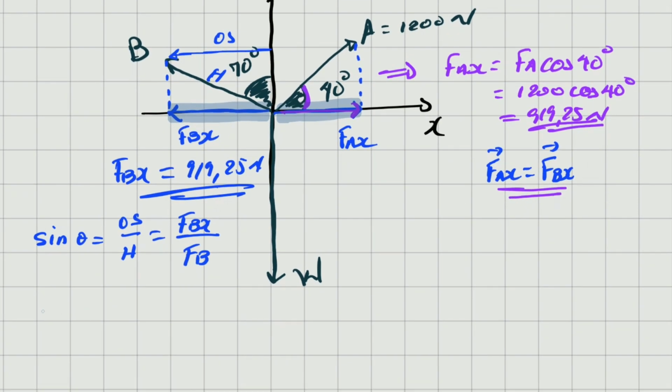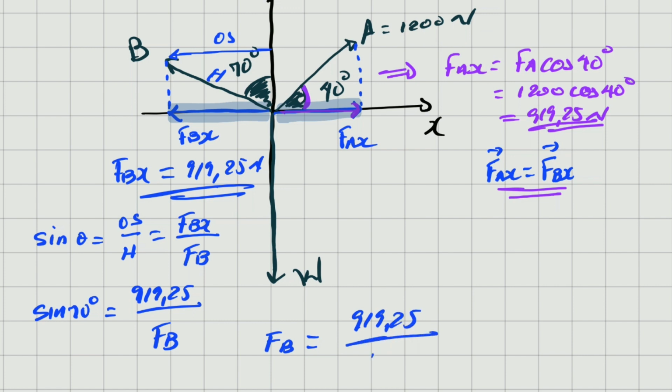We can say that sin theta, which is 70 degrees, is equal to FB in X, but FB in X is 919.25 divided by FB, which is what we are actually looking for. And if you rearrange this one, FB will be equal to 919.25 divided by sin 70 degrees, and the answer would be 978.25 Newton, and that is the value for B.